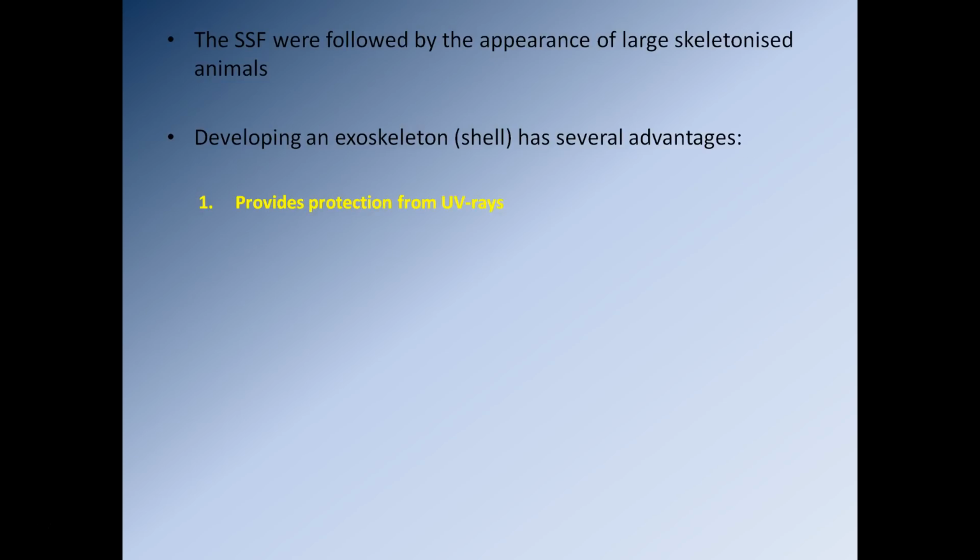So the first one is that it provides protection from ultraviolet rays. So once again, when we go back to the Proterozoic, by the time we go from the Proterozoic into the Cambrian, the oxygen concentration in the atmosphere is probably only about 10% of the current amount. So at present we have about 21% oxygen in our atmosphere. At the Proterozoic Cambrian boundary, that concentration would probably have been somewhere around 2 to 3% of the atmosphere.